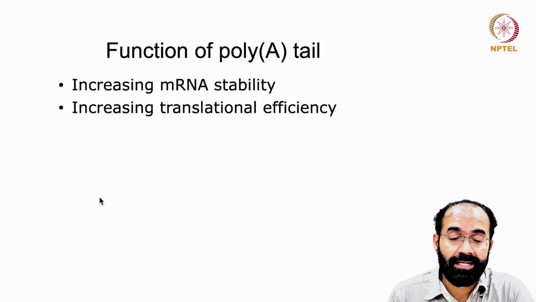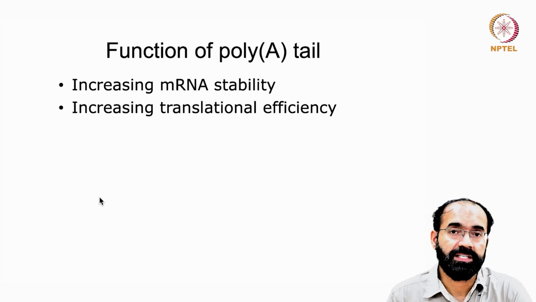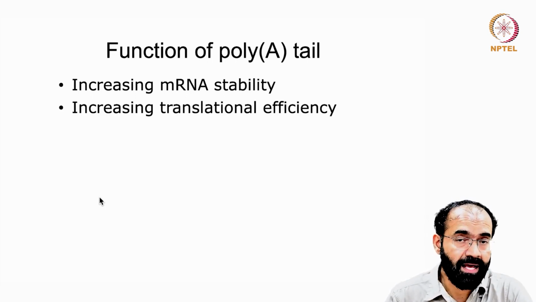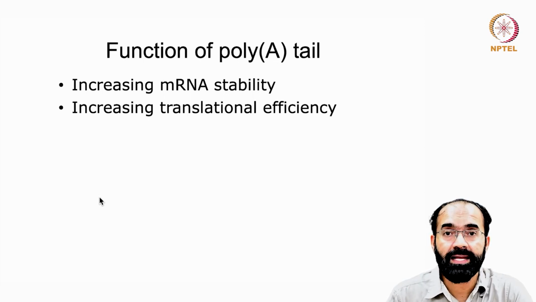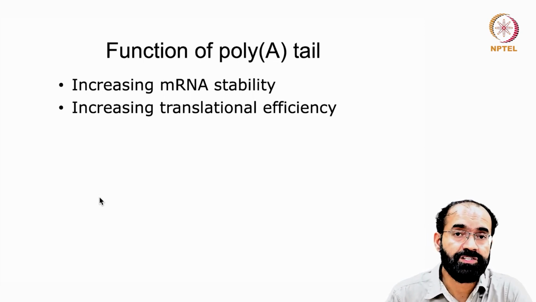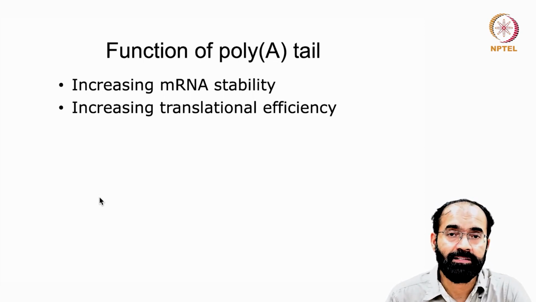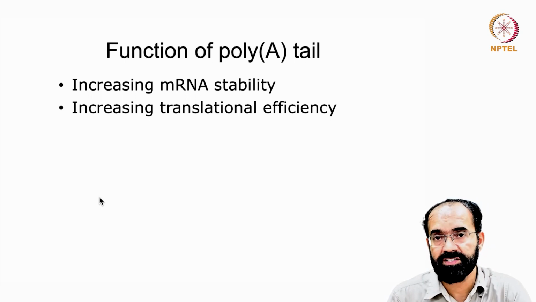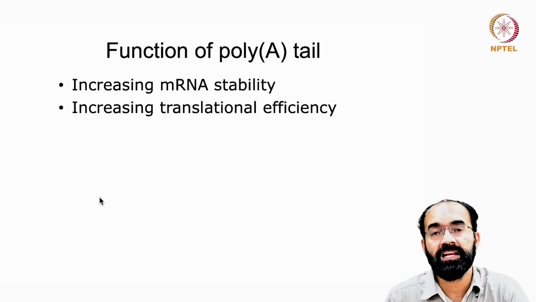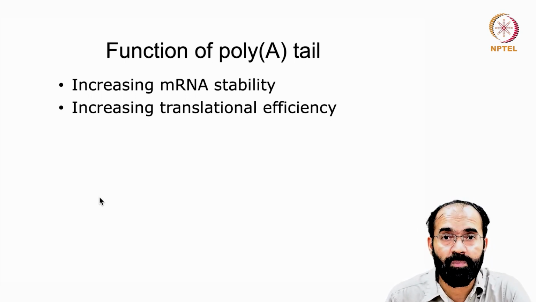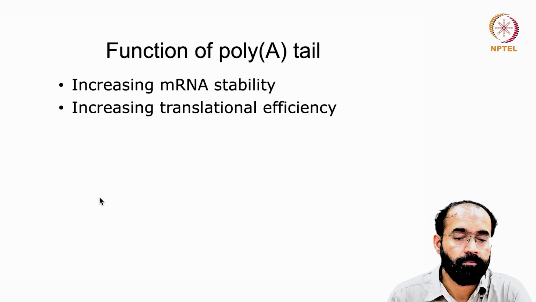So it also increases the translational efficiency. Those mRNAs that have a poly A tail are very easily detected by the ribosomal machinery, and this enhances the rate of production of the protein. So translational efficiency is increased, which is the purpose of the mRNA itself.